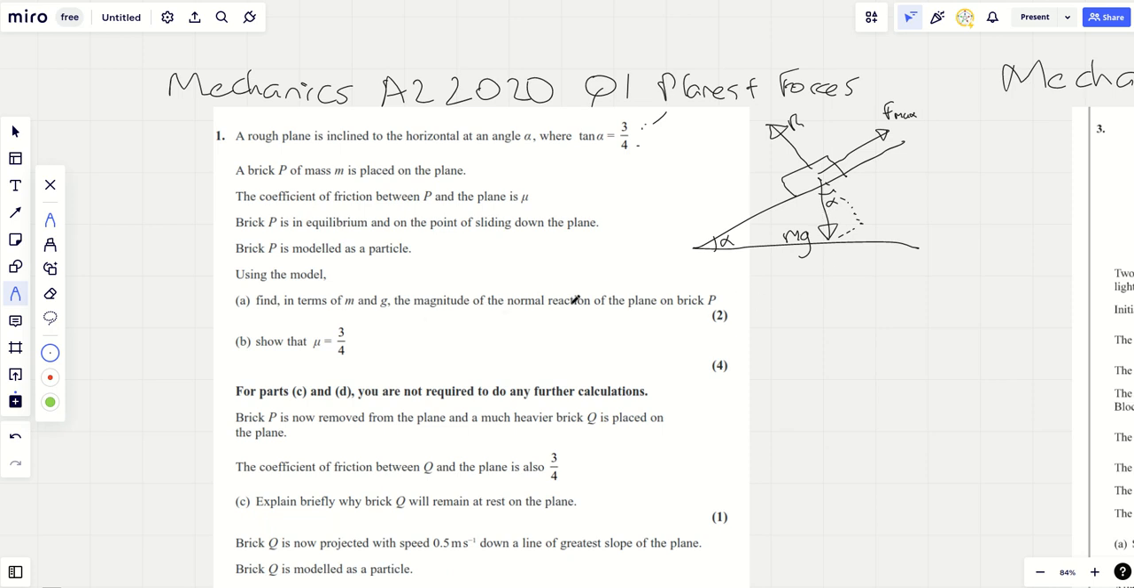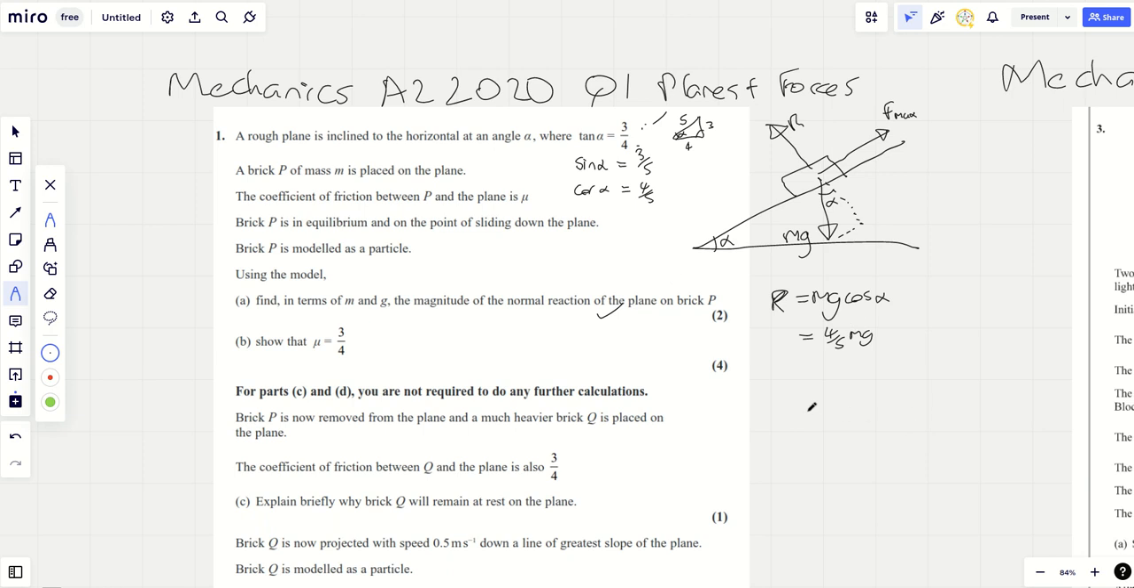So find, in terms of m and g, the magnitude of the normal reaction on brick P. Well, let's do the prep work. If tan alpha is 3/4, then sine alpha is 3/5, and cos alpha is 4/5. Where am I getting that from? Draw a quick little triangle with that as alpha, and tan is opposite divided by adjacent, that would be 5 by Pythagoras, and you can see it's 3/5 and 4/5. So R is simply going to be equal to mg cos alpha, and so in this case that will be 4/5 mg. That's that part of the question done.